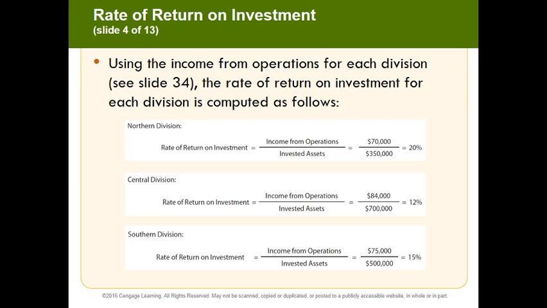For the North Division, we're looking at 20%, the Central Division 12, and the Southern Division 15. At a quick glance, we're going to say the Northern Division is by far operating much better than the Central and Southern Division. As an investment center manager, your next determination would be why? Why is it operating so much better? Is this duplicatable? Is it replicable? Can I somehow translate what is being done in the Northern Division into the other divisions to increase their rate of return on investment?